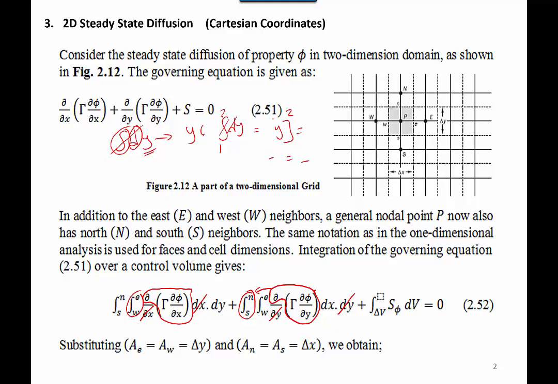Okay, if these symbols are from west to east, then we put west to east, and it will be y at east minus y at west. So if we have another symbol, let's take another symbol.